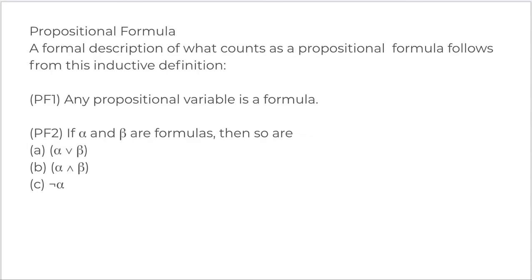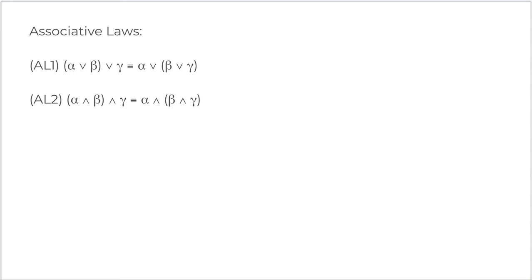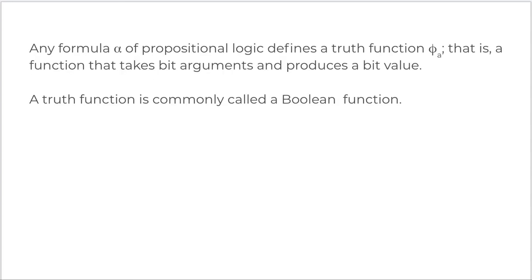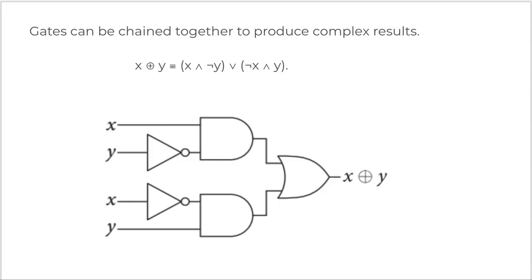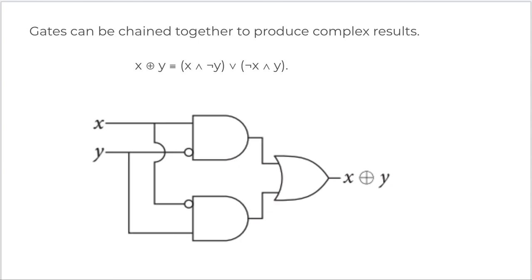Then we discussed what propositional formulas are and how it's a bottom-to-top approach. We discussed associative, commutative, and distributive laws and how to remember distributive laws. What truth functions are. We discussed the basic gates that we know of: and, or, nor, not, NAND, and XOR, and how complex results are also written down from the basic gates that we know.